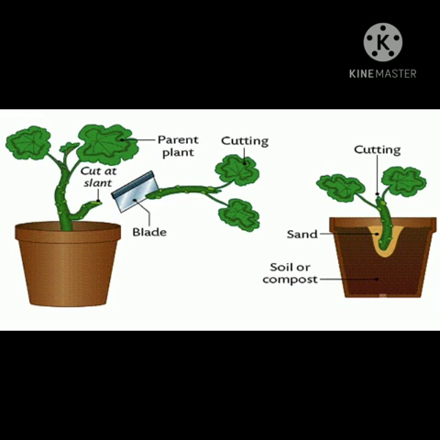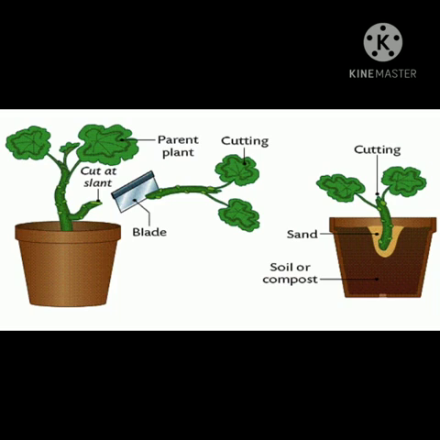Cutting. In this method, part of a stem is cut and buried in moist soil in natural position. The part of the plant which is removed by cutting it from the parent plant is called a cutting. You can see in the given picture that a stem is cut from the parent plant and that stem is buried in moist soil in natural position.